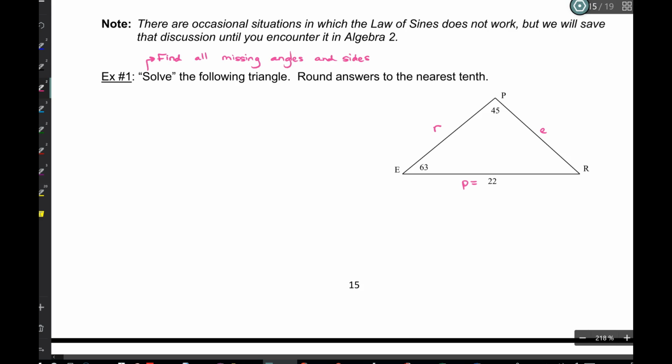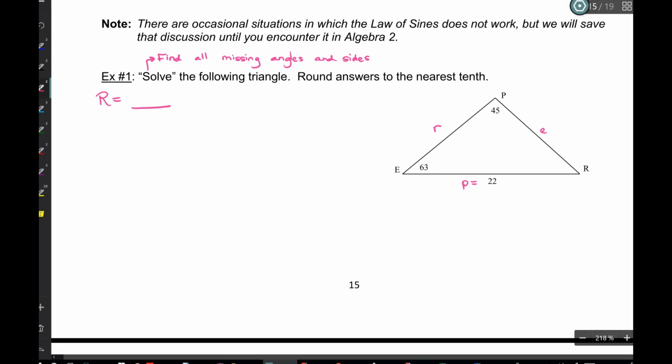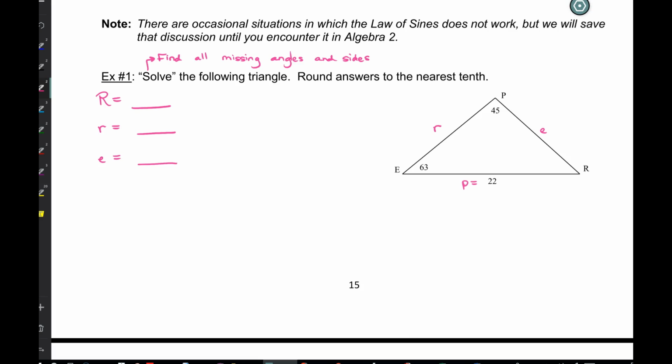and sides. There's always going to be three things that are missing because you're always provided three things. You're either going to have two sides and an angle or two angles and a side. Okay. So here we have two of our angles. So what parts are we missing? We're missing angle R. We're missing side R, and we're missing side E. So I'm just going to write that on the side just so I remember. Those are the three parts that I'm looking for.